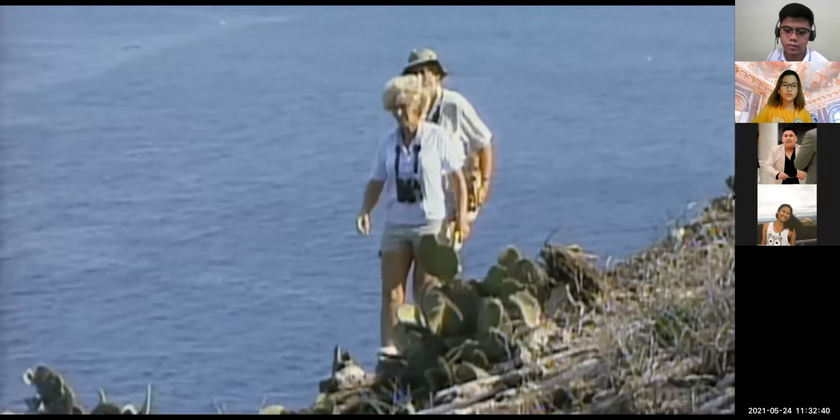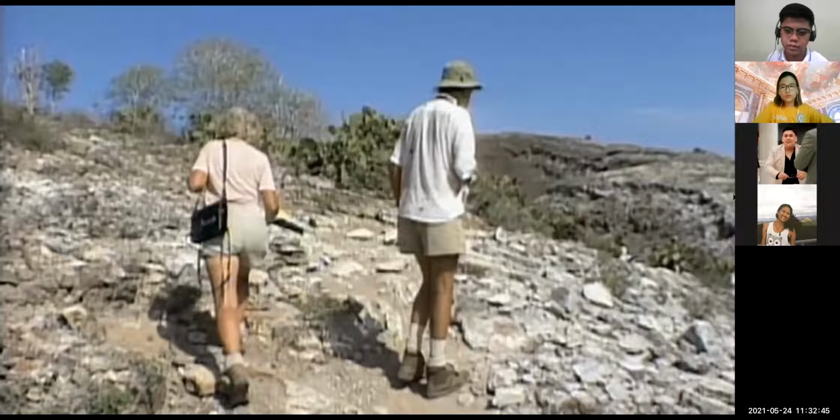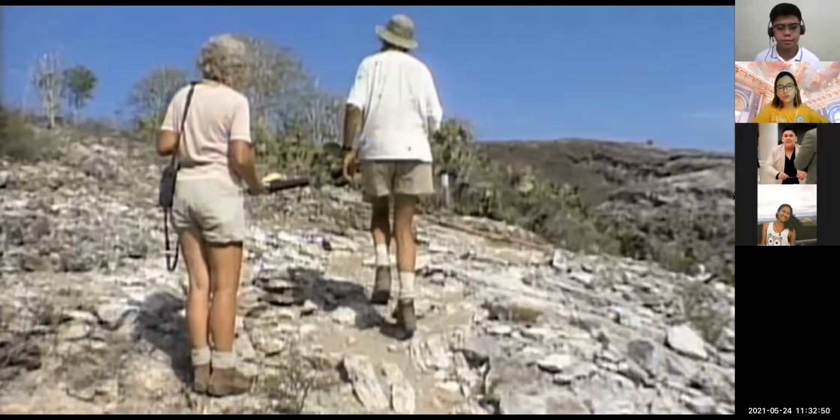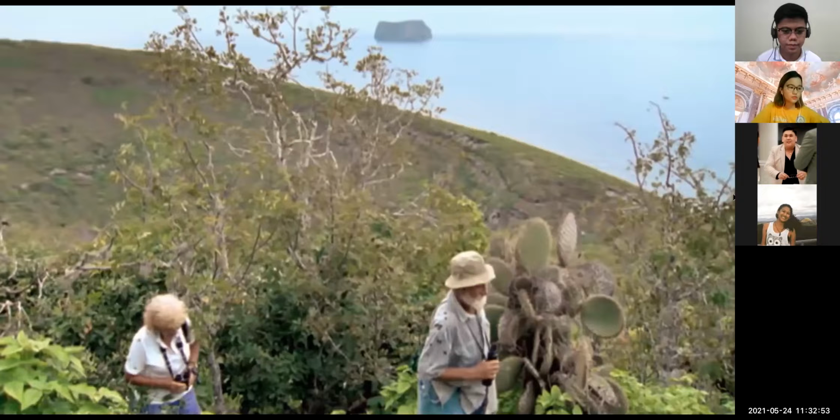Oh, that's a bird. Is that 306? Okay, that's 306. Here, they've made some of the most remarkable observations in the history of field research as they studied the famed Galapagos finches.